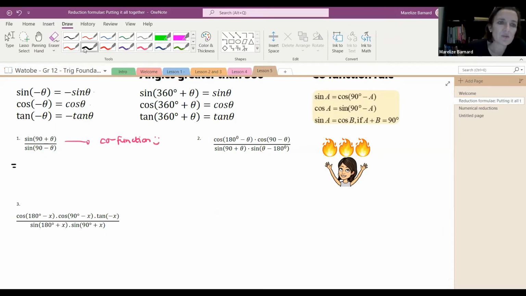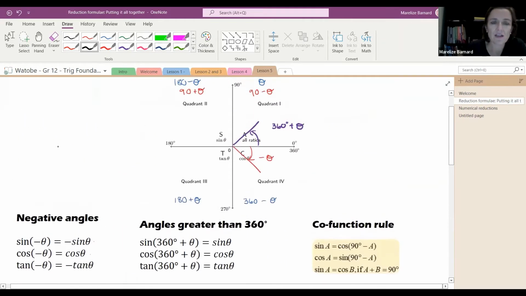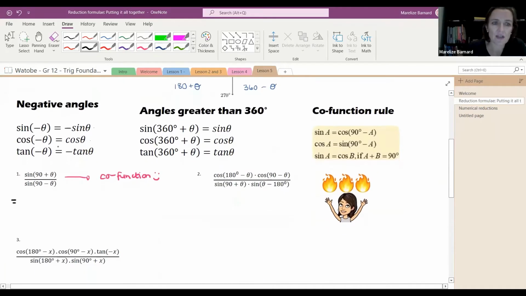So how are we going to reduce this? Sine of 90 plus theta. If we scroll up here to our quadrants, 90 plus is in the second quadrant, but sine must change to cos.